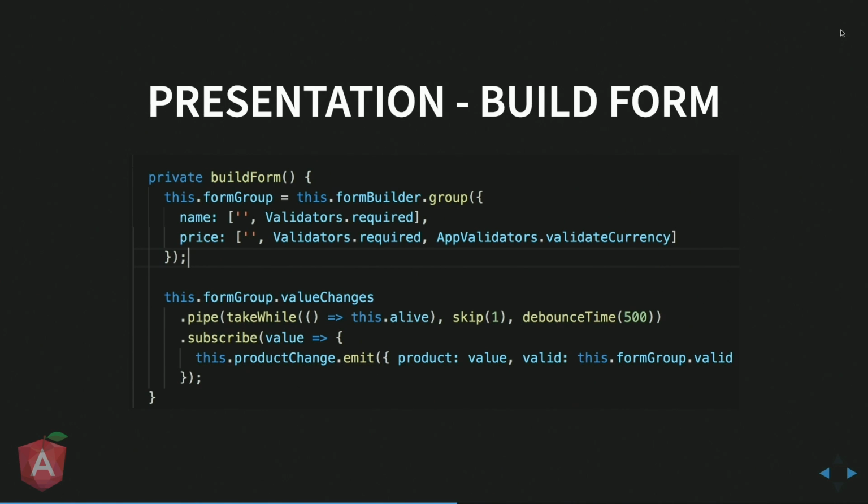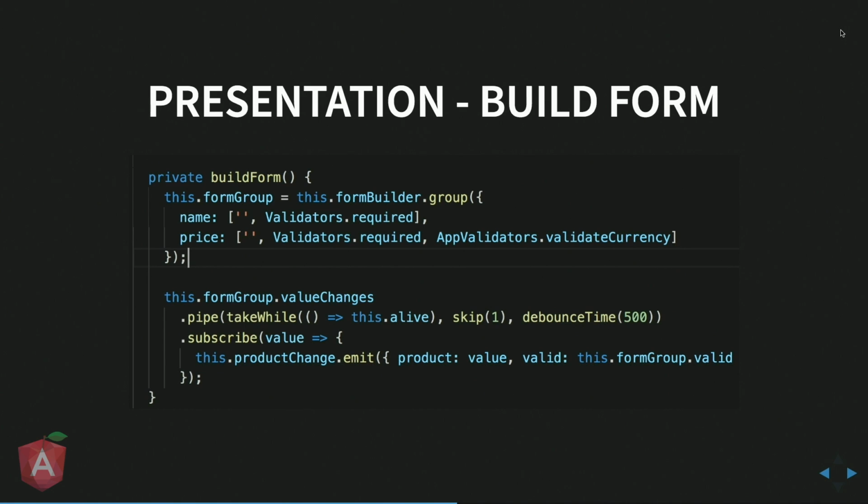And then on our form group value changes, we're going to take while. Again, this slide needs to be updated, but we're going to take values while this is alive. We're going to skip the first one because that's actually when we first pass down the data to the presentation component. We want to skip that one, and we just want to debounce on 500 milliseconds so they're not getting every single change as you're typing.